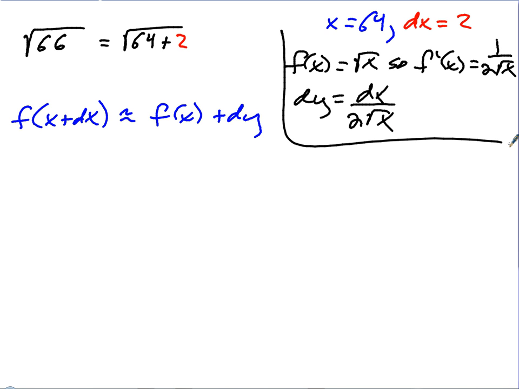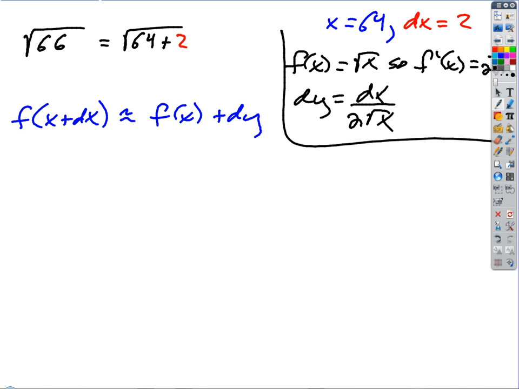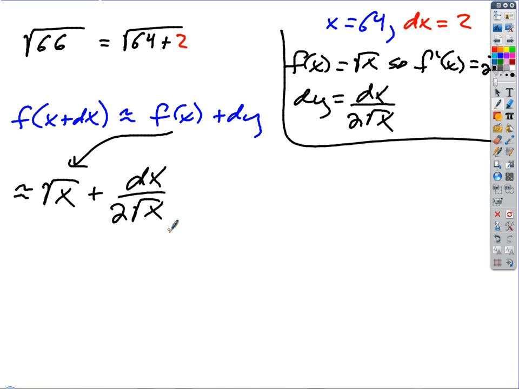Okay, so we can get our answer pretty easily. Our answer is roughly equal to f of x, square root of x, plus dy, dx over 2 square roots of x. x is 64, dx is 2. We can just about do that in our head.